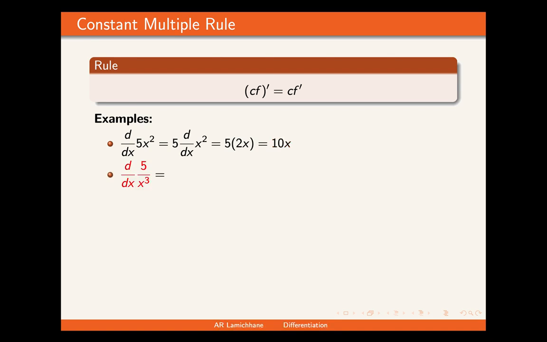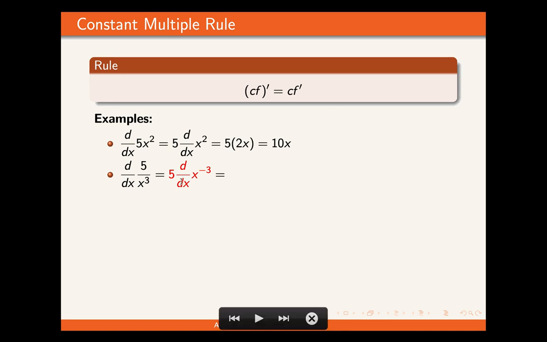Similarly, let's try to see the other example where we have 5 over x cube as a function. If you look at this function, it can be written as 5 times 1 over x cube. So 5 is again a constant multiplied by 1 over x cube, and 1 over x cube can be rewritten as x to the power minus 3, if you change it into the negative exponent. So this is how we can write it down.